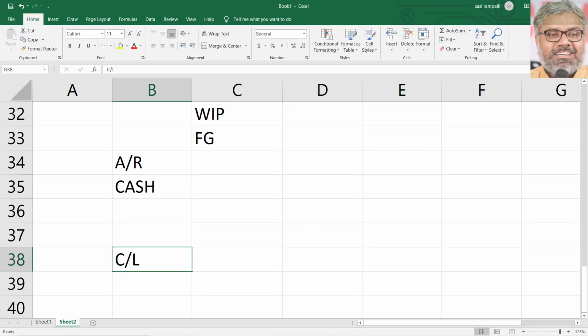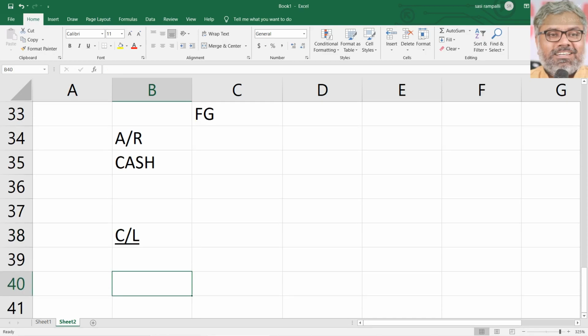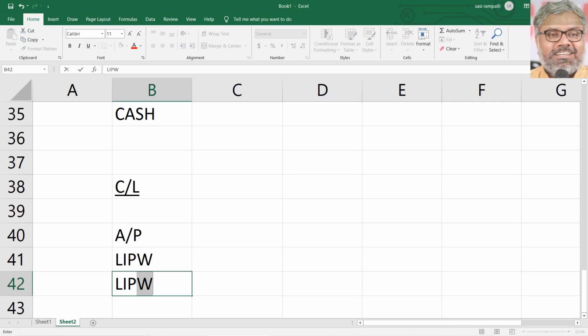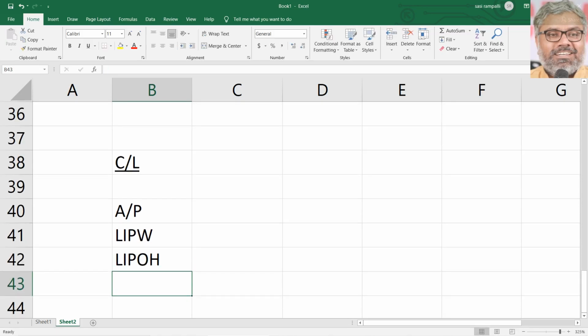Then we have to take current liabilities. Current liabilities generally will be creditors, let us call them accounts payable. Then in this particular question, definitely there is a lag in payment of wages and overheads. So lag in payment of wages, lag in payment of overheads. Both of them have to be taken here as current liabilities.